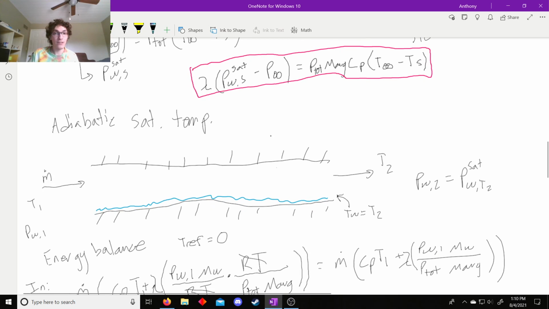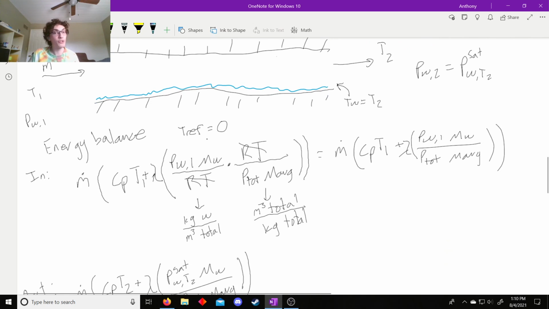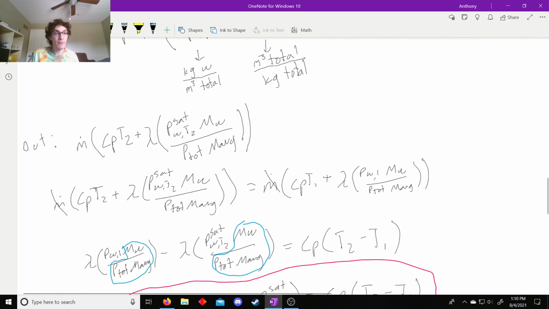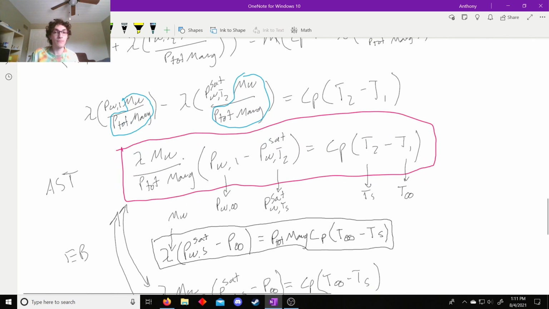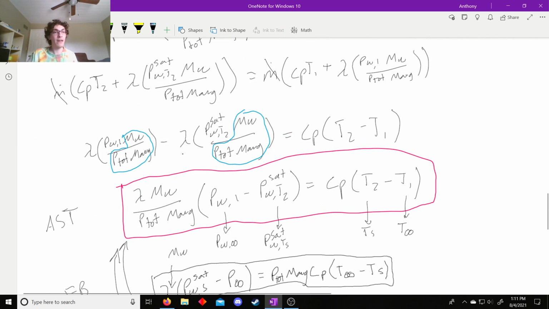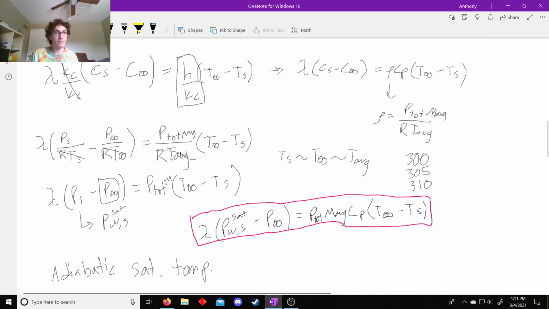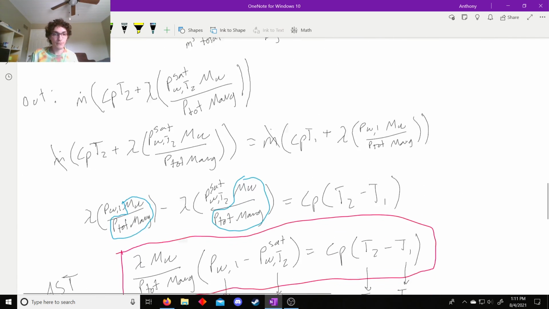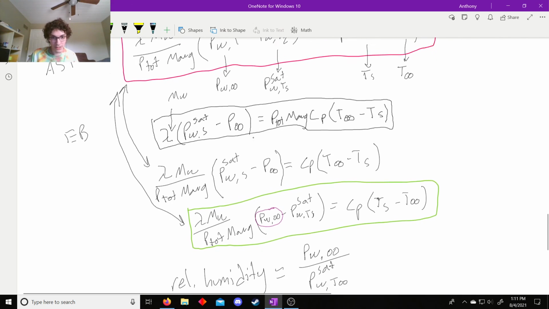And after that, we looked at the adiabatic saturation temperature and we did an energy balance on that. And from that energy balance of enthalpy in equals enthalpy out, we were able to find that the energy balance from the adiabatic saturation temperature gives us the same exact equation as the energy balance we did up here, which was the mass transport equals the heat transport. And they give us the exact same answer, which was a very cool thing to see.